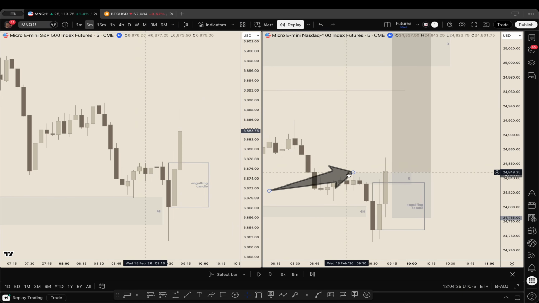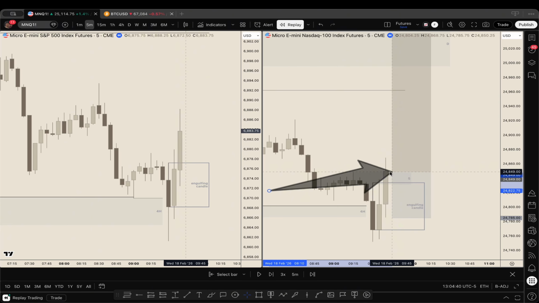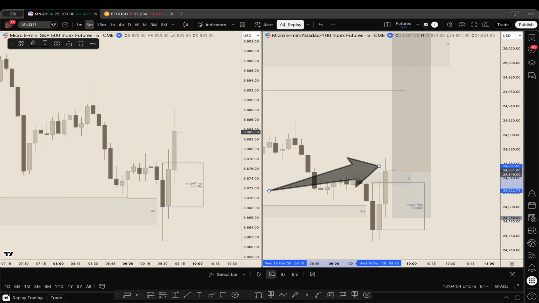So here is the entry, all right? We got the bullish engulfing. As soon as that closes, my buy limit is right on the level of this candle from 9:15 a.m. Okay. I didn't even need to go down to the 1 minute to enter here. I just went off of the 5 minute. Take a look at the next candle. Take a look at the drawdown here, okay?